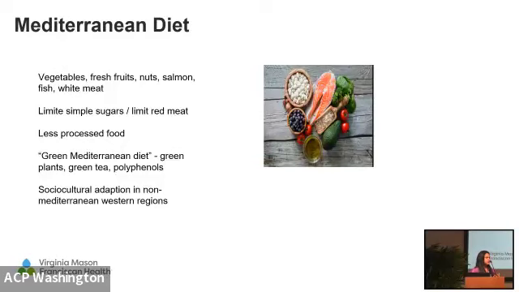The one diet that has been studied in MASLD is the Mediterranean diet. So what is the Mediterranean diet? Lots of vegetables, fruits, nuts, salmon, white meat, olive oil, less sugars, less red meat, less processed food. And then there is another thing called the green Mediterranean diet, which is more of the green vegetables and fruits and green tea. Yes, to me, this sounds like a great diet, but it might not apply to everybody.